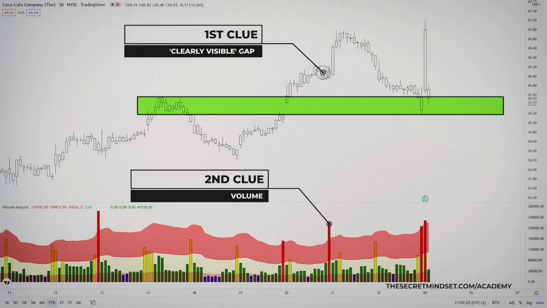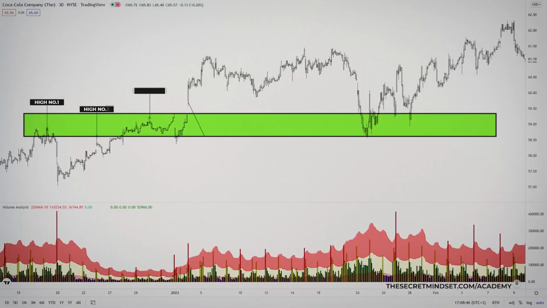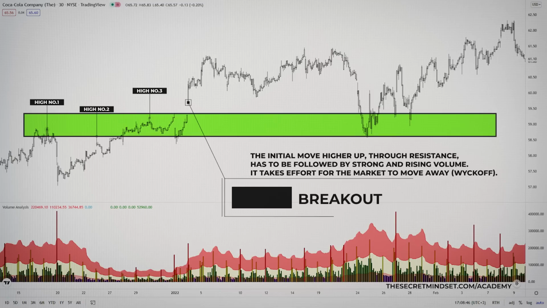The second is, of course, volume. As we can see in this example, the initial move higher up and through the resistance level has to be followed by strong and rising volume. It takes effort for the market to move away. The same applies here, and you should see this move reflected in the associated volume of the next few bars.